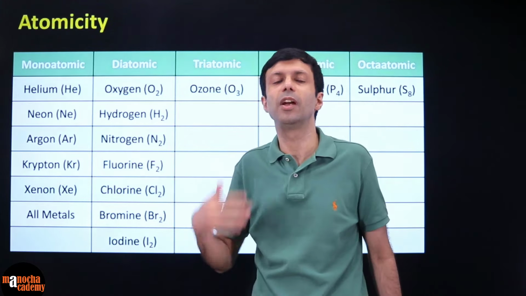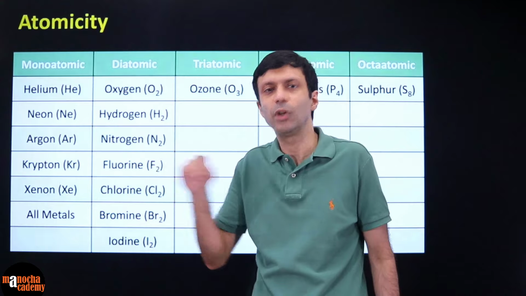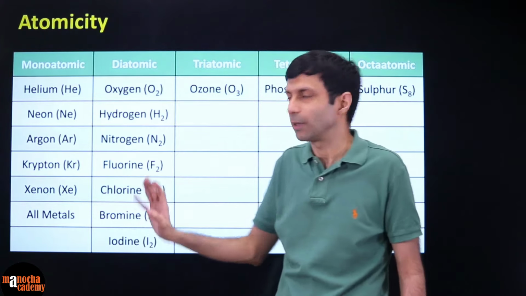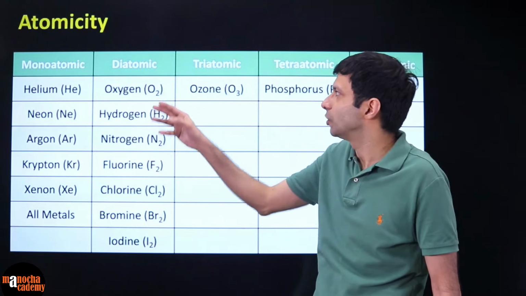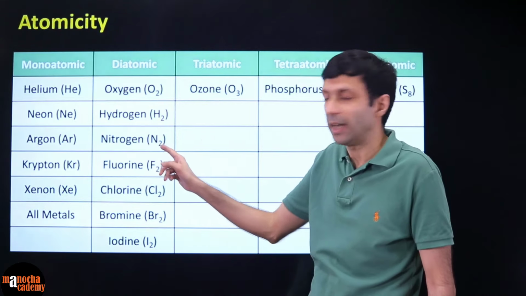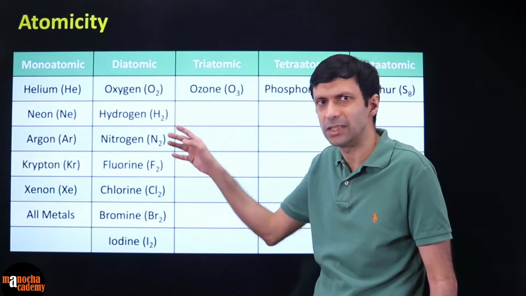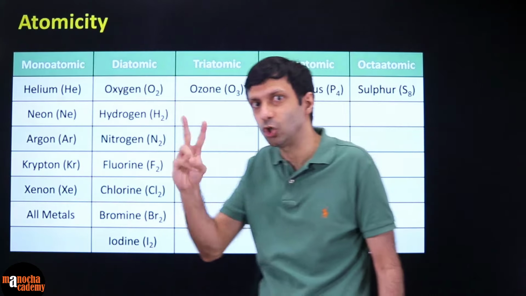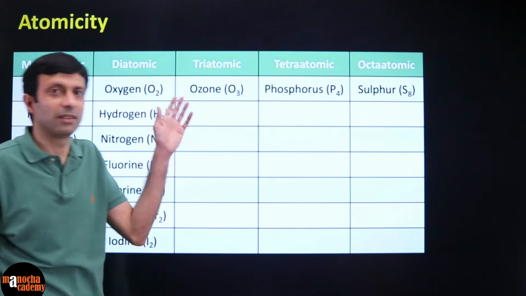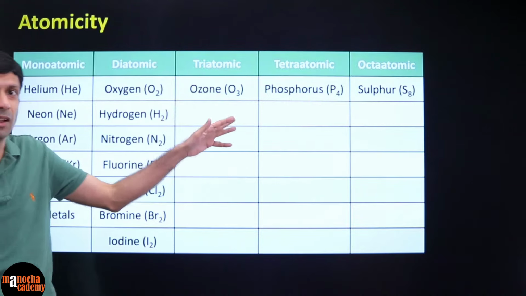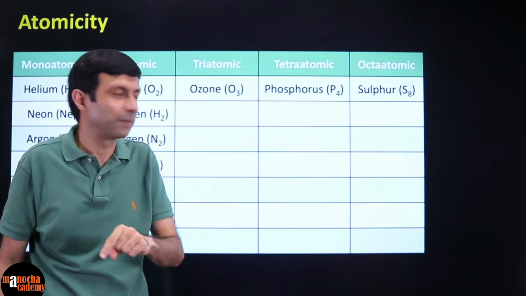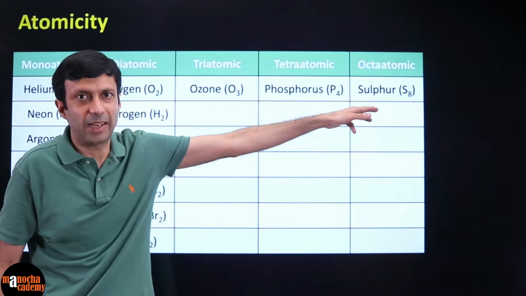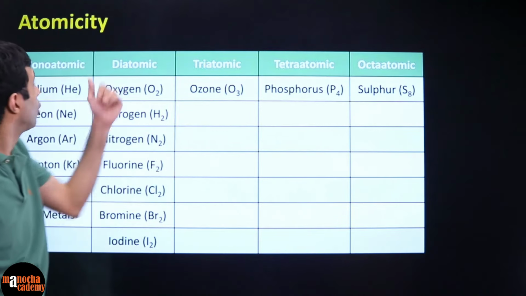So all metals like sodium, iron, we represent simply as Na. We don't have to write Na2, Na3 or Fe2, Fe3, right? So one molecule is one atom. Now you have the diatomic guys like oxygen, hydrogen, H2, O2, nitrogen, N2, fluorine, chlorine, bromine, iodine. These are called halogens. F2, Cl2, Br2, I2. They all are diatomic. One molecule containing two atoms. Then you have triatomic guys. Here a simple example is ozone, O3. One molecule contains three oxygen atoms. Phosphorus, tetraatomic, P4. Octatomic sulfur, S8.